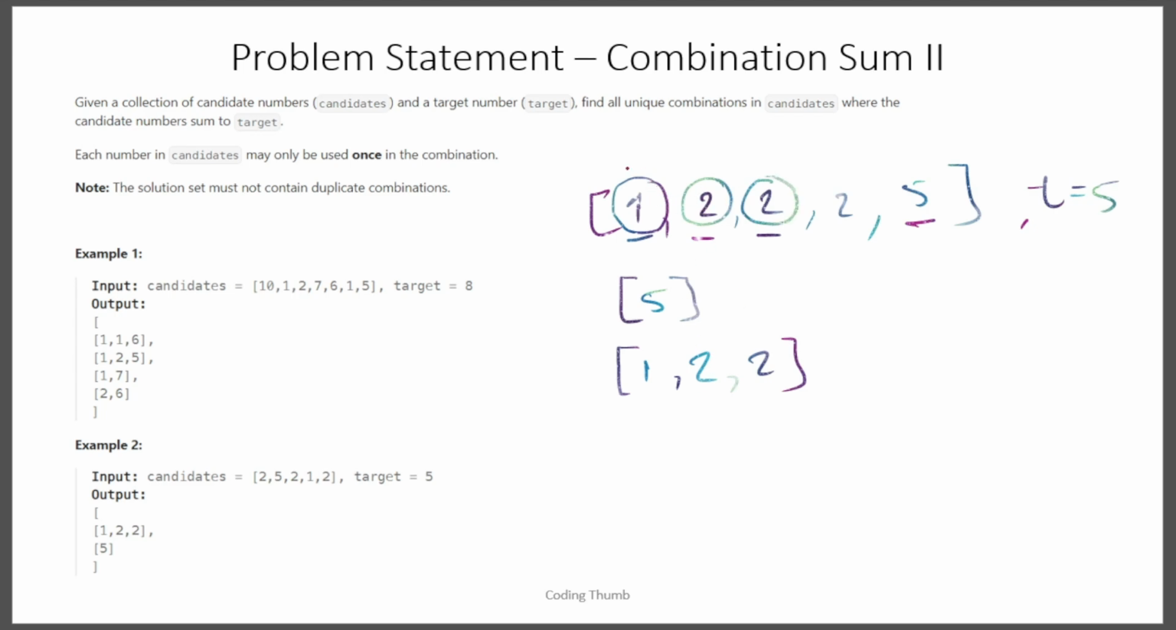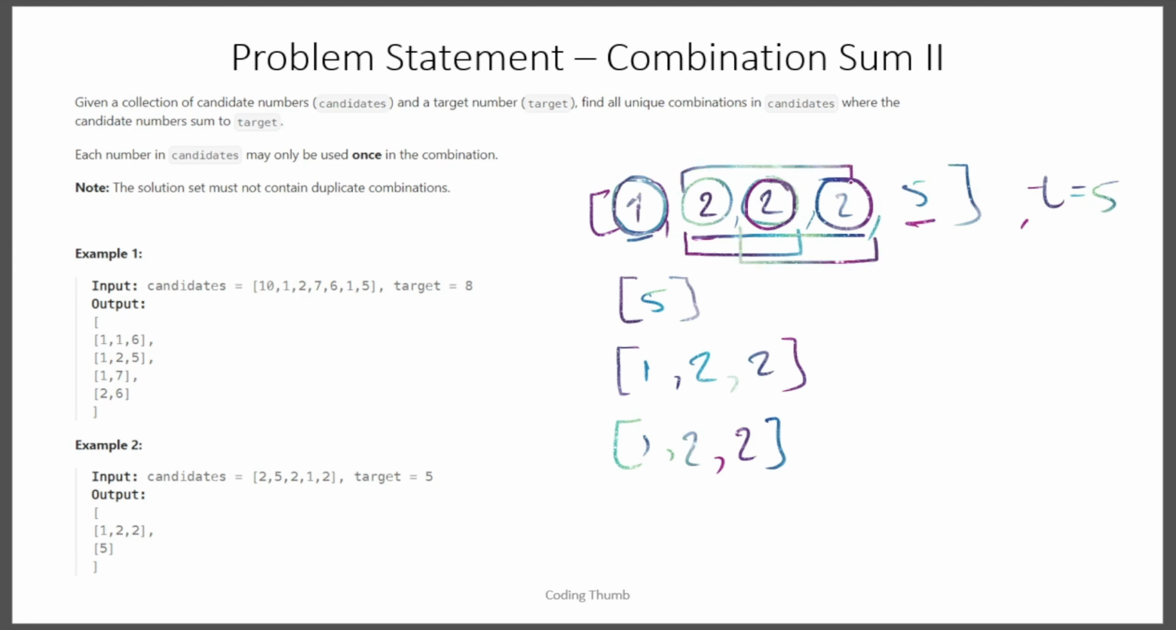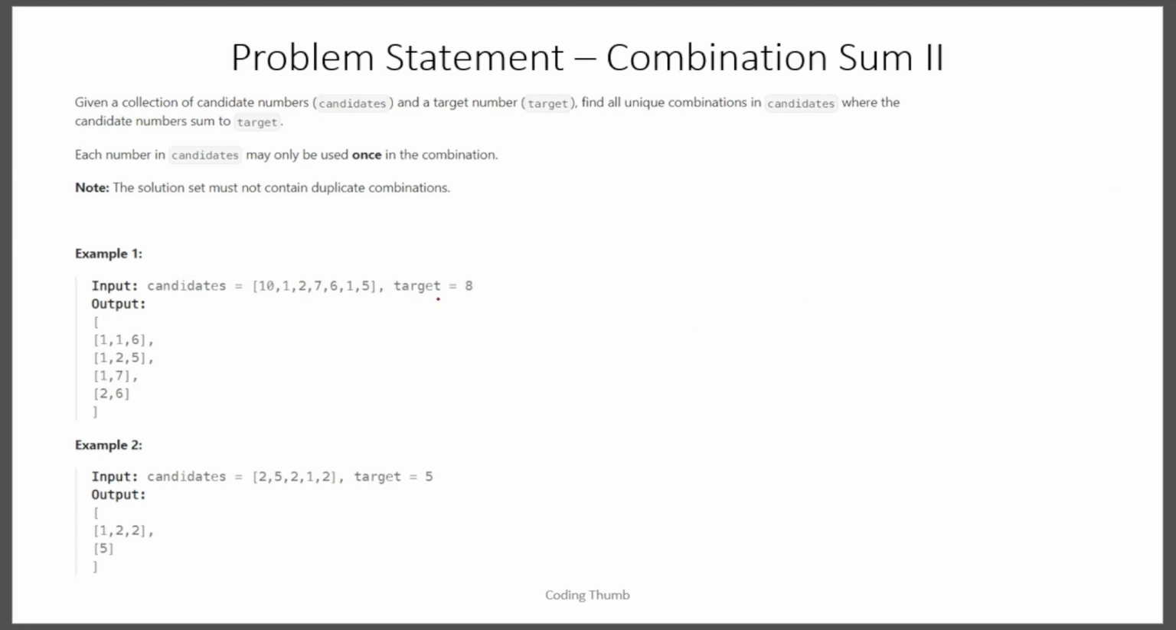We cannot take this 1 and then this 2 and this 2 and say that that's also a candidate, because that becomes a duplicate combination that we already have. So of these 3 2's, we could only pick any two of the 2's, either this and this, or this and this, or this and this, to form our combination sum.